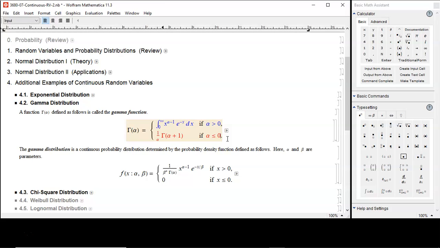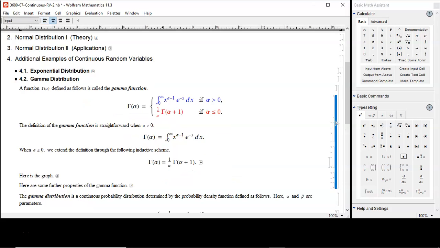When alpha is greater than 0, we have this integral of x to the alpha minus 1 power times e to the negative x. They're all positive, so this integral is going to give you a positive value. Well, is there any more you can see?